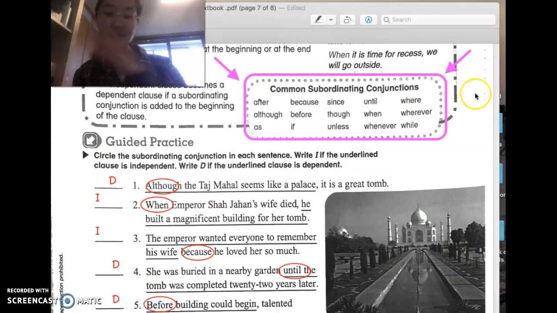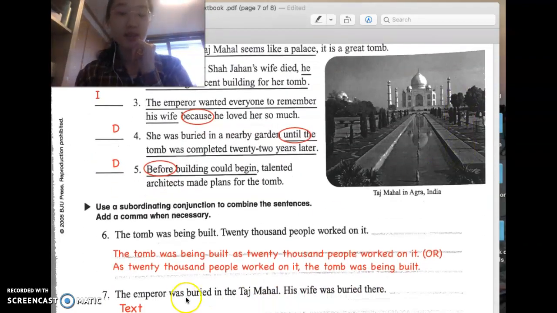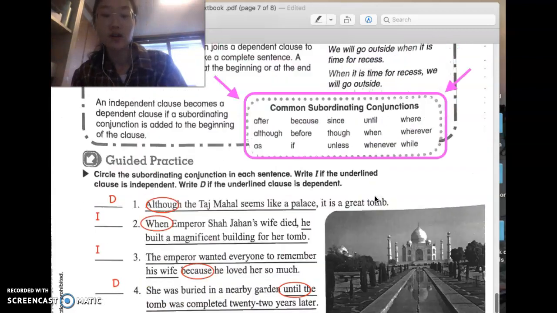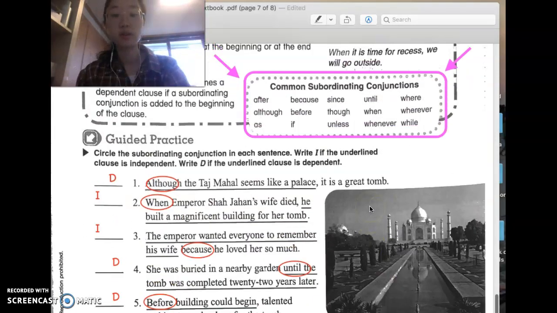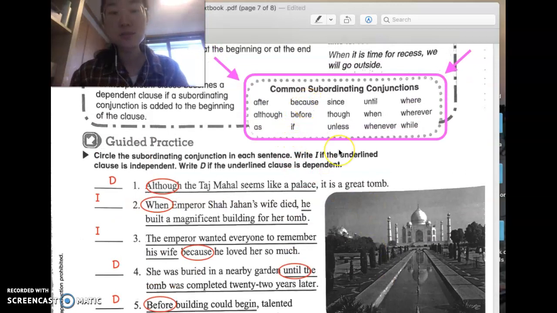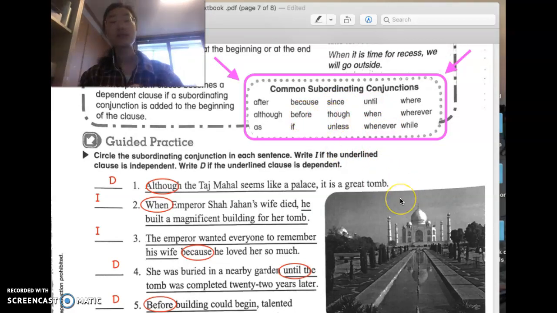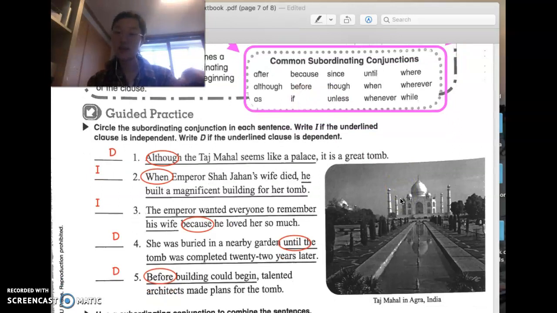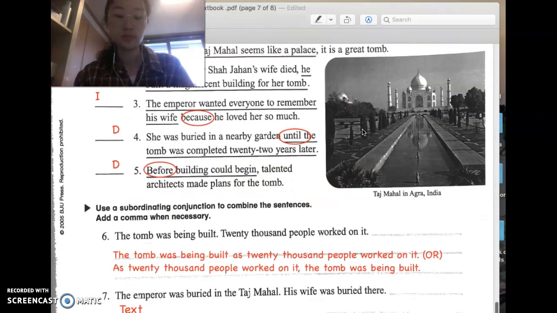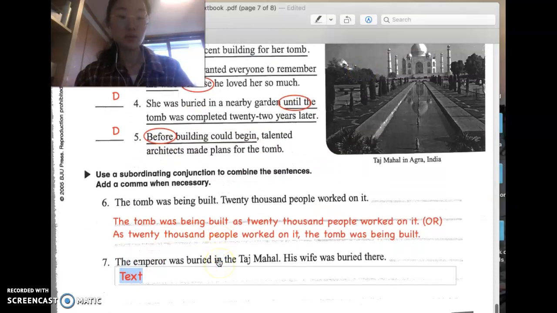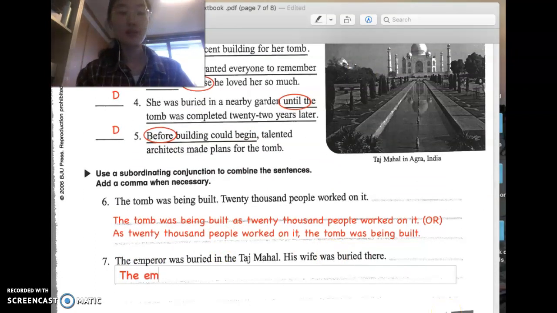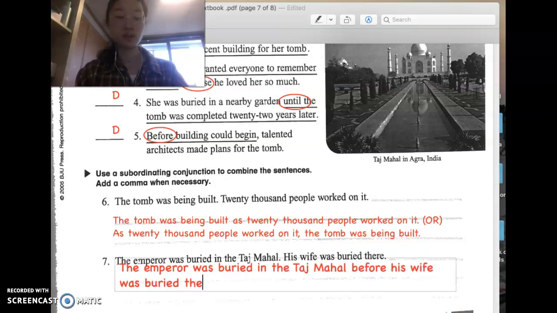Okay, let's look at some of these conjunctions. We could say the emperor was buried in the Taj Mahal after his wife was buried there, or because his wife was buried there, since his wife was buried there, or before his wife was buried there. It changes the meaning of the sentence, right? Let's do before. Now, I'm going to show you 2 options again. The emperor was buried in the Taj Mahal before his wife was buried there. So we could do that.